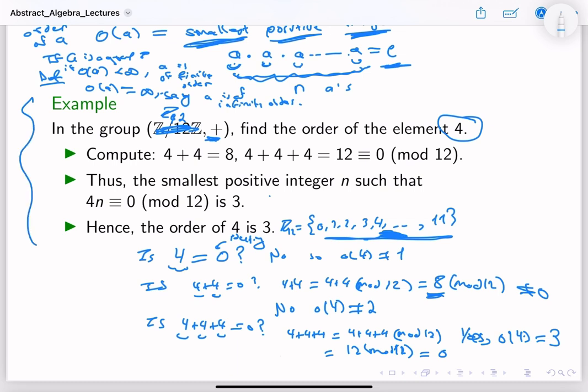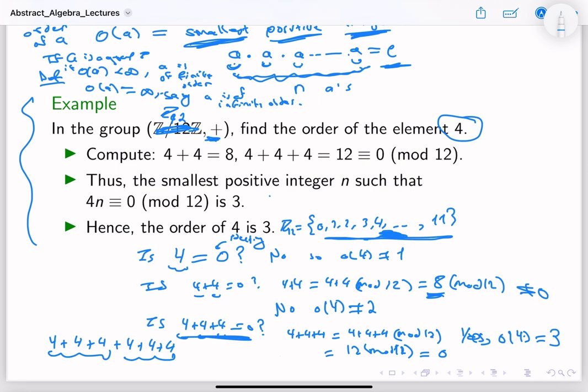But I want to stress something, that the order is the smallest such integer, but it doesn't mean that there aren't bigger such integers. If you take 4 six times, you add 4 to itself 6 times, then this will give you 0 as well. But the order is not 6, the order is 3, because the order is the smallest number of terms I need to get 0, right? So the order is not 6, it's the smallest number.